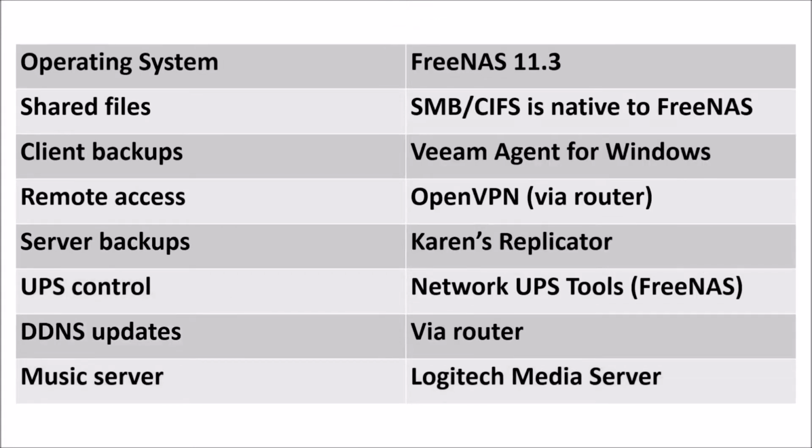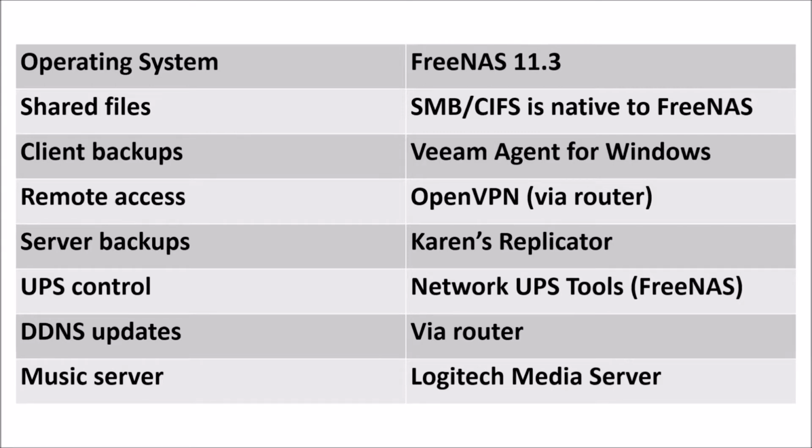So I'm going to use FreeNAS. I'm at version 11.3 now. It has native sharing of server message block, also called common internet file system, to share files throughout my local area network. I found a program called VM Agent for Windows, which is enterprise quality. It's free. It's from a German company to do client backups on a regular basis. And again, you can use that to restore at the file or folder level or from a bare metal restore if you need it.